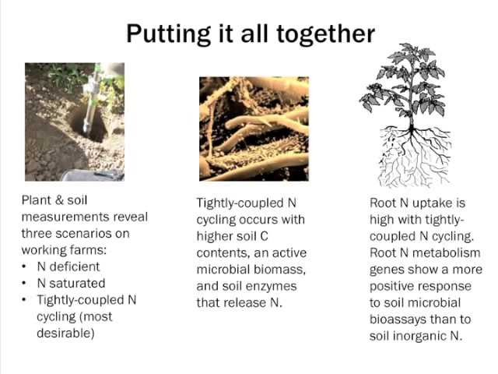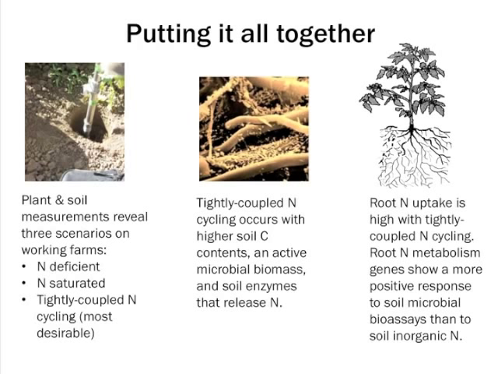And that's the most desirable, because here we found out that it was able to produce high yields, and it means there's less nitrate available for those environmentally detrimental end losses of denitrification and leaching. It retains more nitrogen in the soil. Looking at the soil microbiology, the tightly coupled nitrogen cycling occurred when there was higher soil carbon content, a really active microbial biomass, and higher levels of enzymes in the soil that release nitrogen. So there is a consistent explanation for why these soils with high soil organic matter do supply adequate nitrogen to the plant.